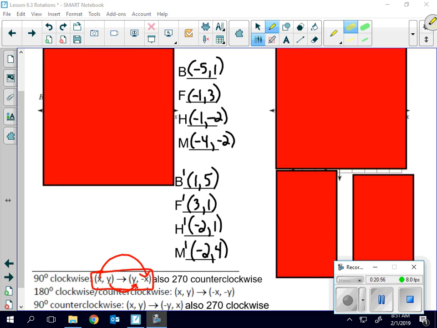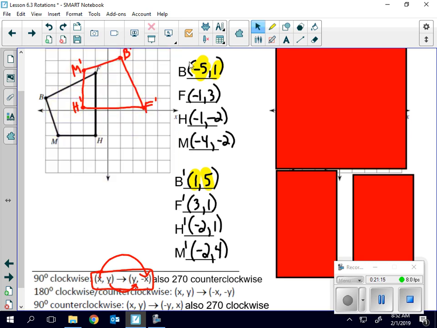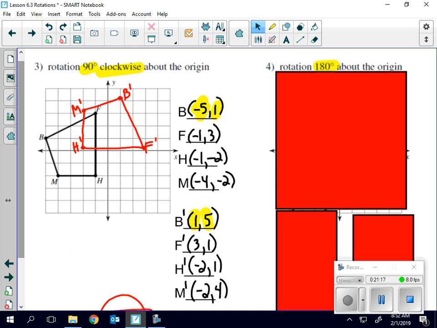All right, so we started at -5, 1. I moved the -5 into the Y spot and made it the opposite sign, and I took the 1 and just put it in the X spot. Okay, and the same thing with everything else. Double check that those are correct. And there's your graph. And that makes sense to me. It did 1/4 turn. All right, pause the video, do number 4.